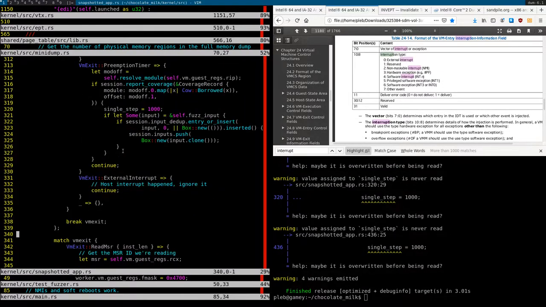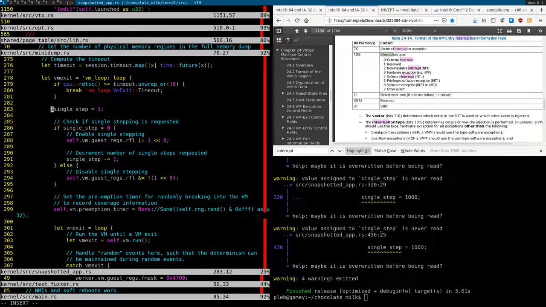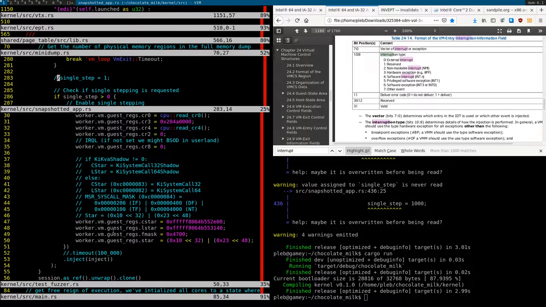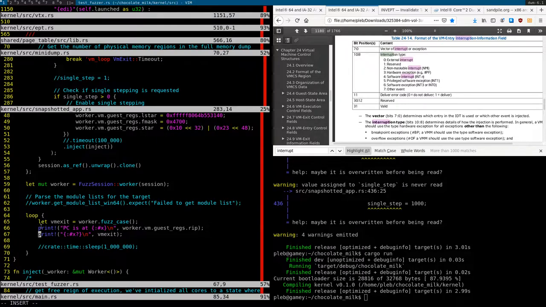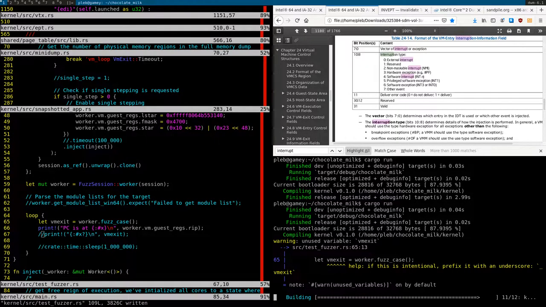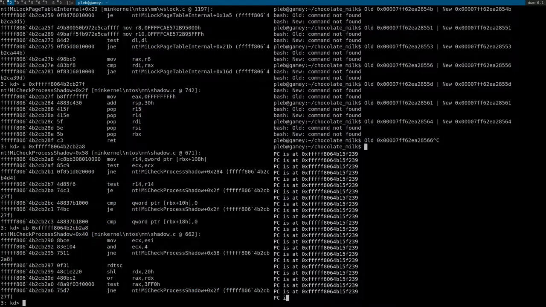Okay, then we can turn off single stepping, and then we can see what our perf is. Get rid of this print. We'll just print the PC of the exit upon exit. They should always be the same. It's always the same. No differences. In theory, RDTSC could affect this. Yeah, I think that's working.